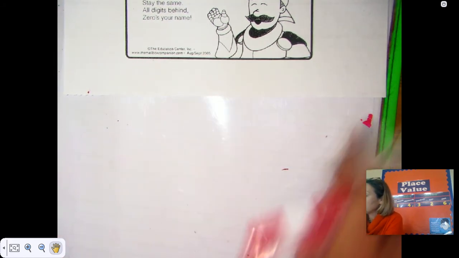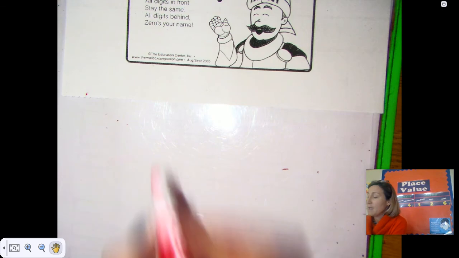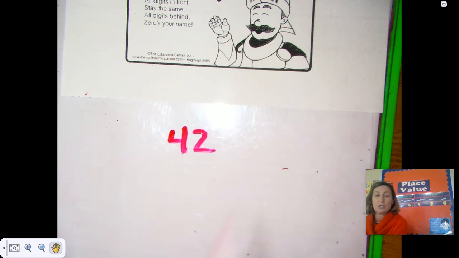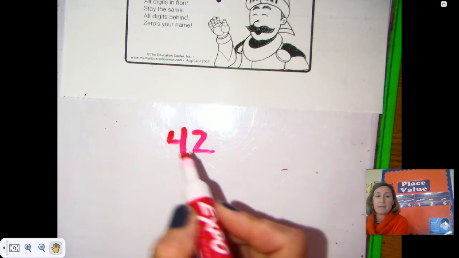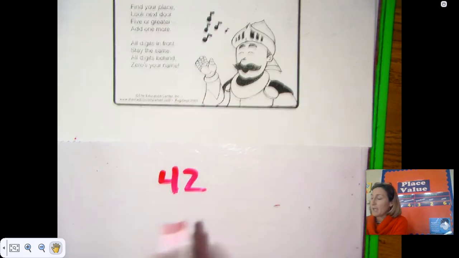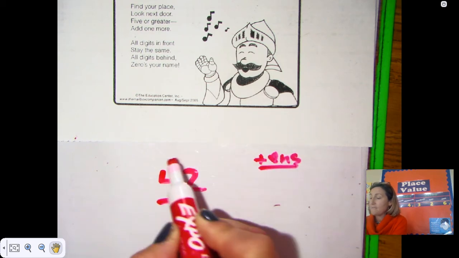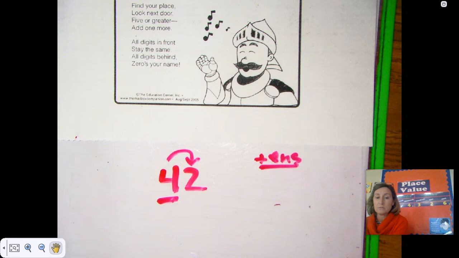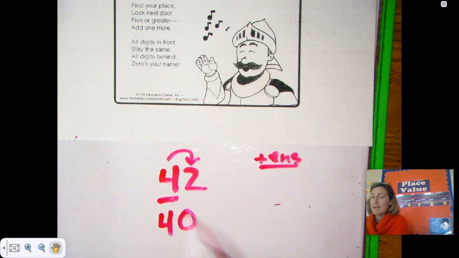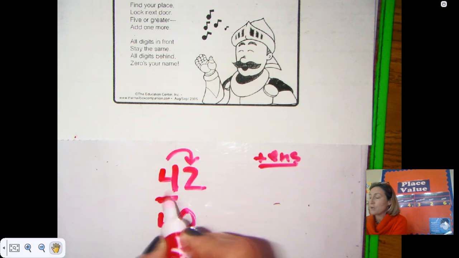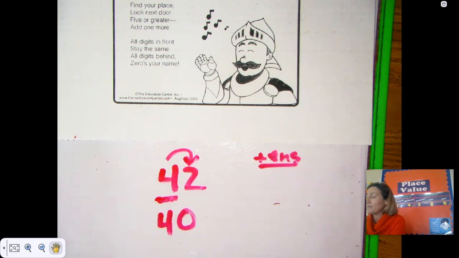Let's look at one last one. Okay. If we are asked to round 42 to the nearest tens, find your place, looking at the tens place, rounding to the nearest tens place, we underline it. Find your number, look next door. Is it 5 or greater? No. So the 4 stays the same, and everything to the right is a 0. It is not 5 or greater, so the number stays the same, and then everything else turns to 0.